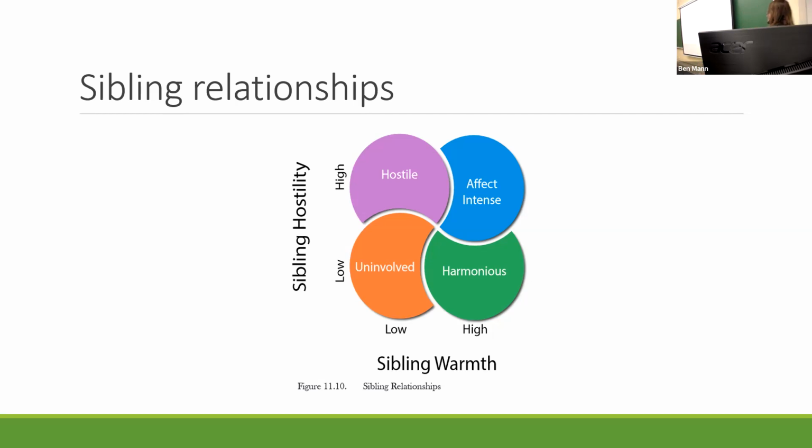Uninvolved is generally low hostility and low warmth. This is especially true in cases in which siblings do not live together. So maybe they were raised apart for various reasons, such as in a divorced or separated household. Maybe they are now adults and are not in active communication. So there's just not as much going on there. And then a harmonious sibling relationship has a high degree of warmth and low hostility. That's generally one where you feel really positive about your relationship with your sibling. Maybe you have a younger sibling with whom you see that positive relationship. That would be an example of a harmonious relationship playing out too.